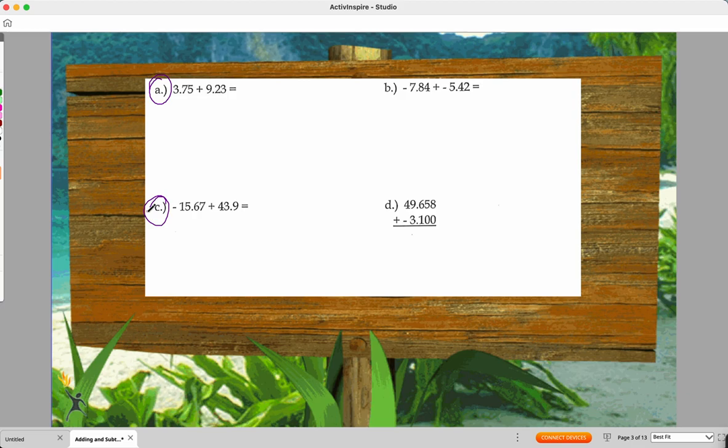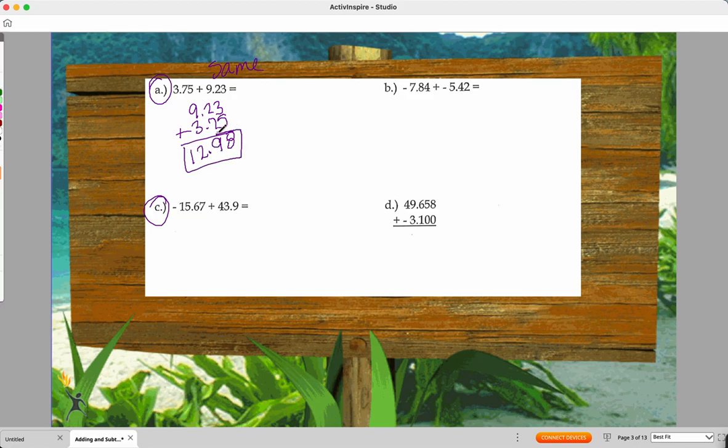All right, now that we've had a chance to look at those, let's go over them. These are same signs, so I'm going to write "same" up here. I know it's hard to see. So we're going to add them. It's simply going to be 9 and 23 hundredths plus 3 and 75 hundredths, and we're going to get 12 and 98 hundredths. There's our answer.